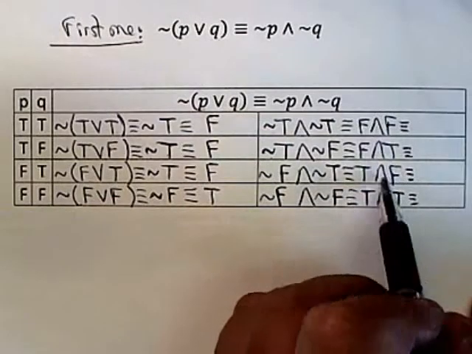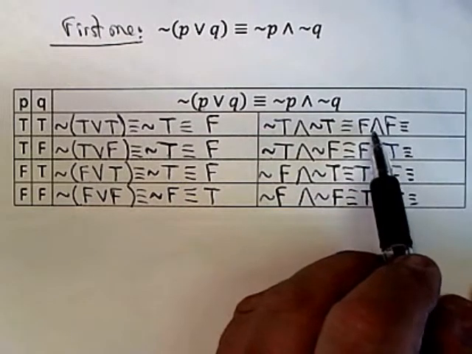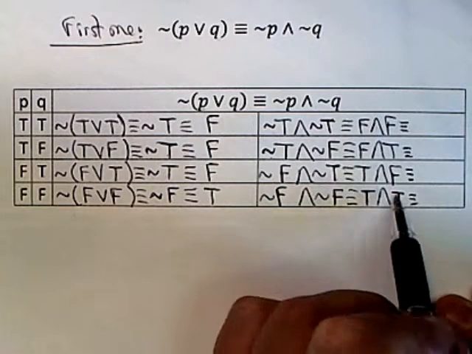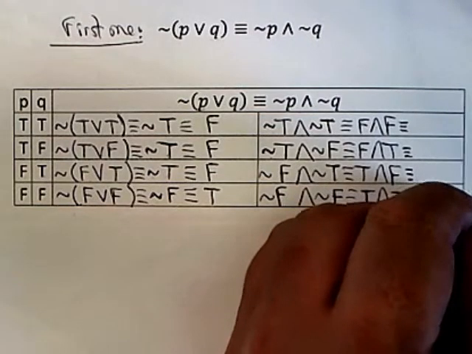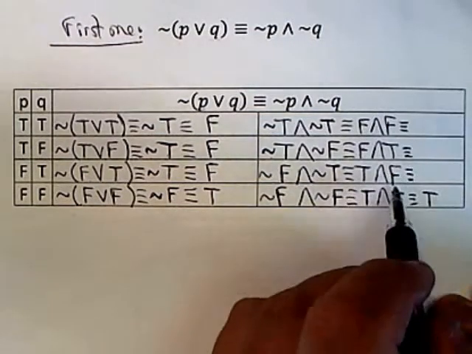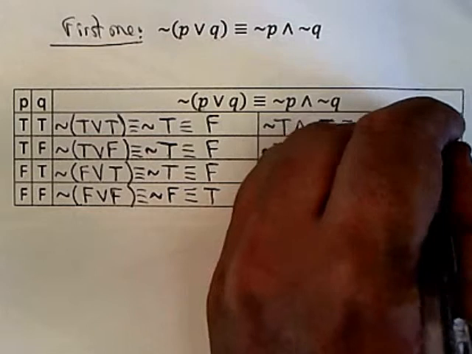And finally, we're doing an and. Remember, with an and, it's only true if they're both true. Well, the only place where they're both true is here, so I can go ahead and put a true there. They're not both true anywhere else, so that must mean everything else is false.